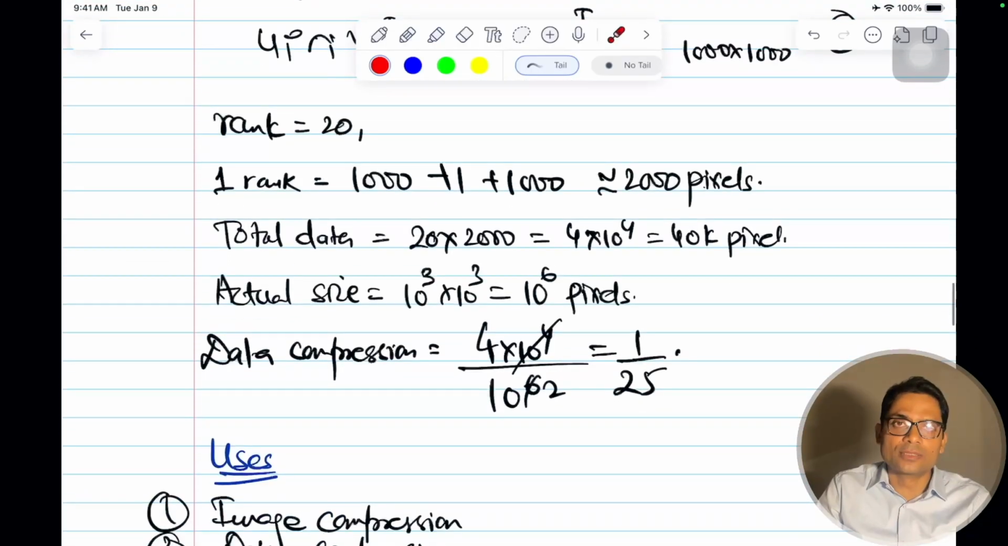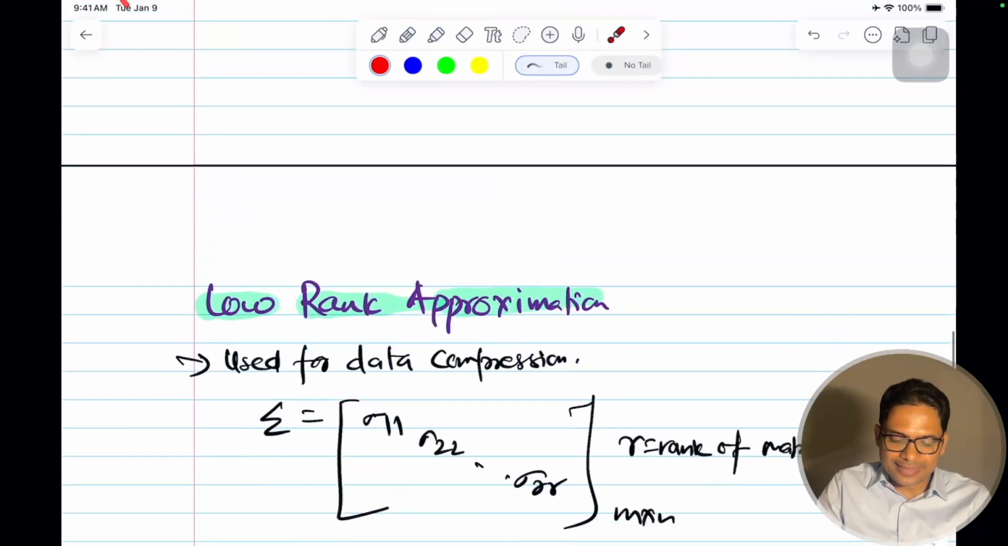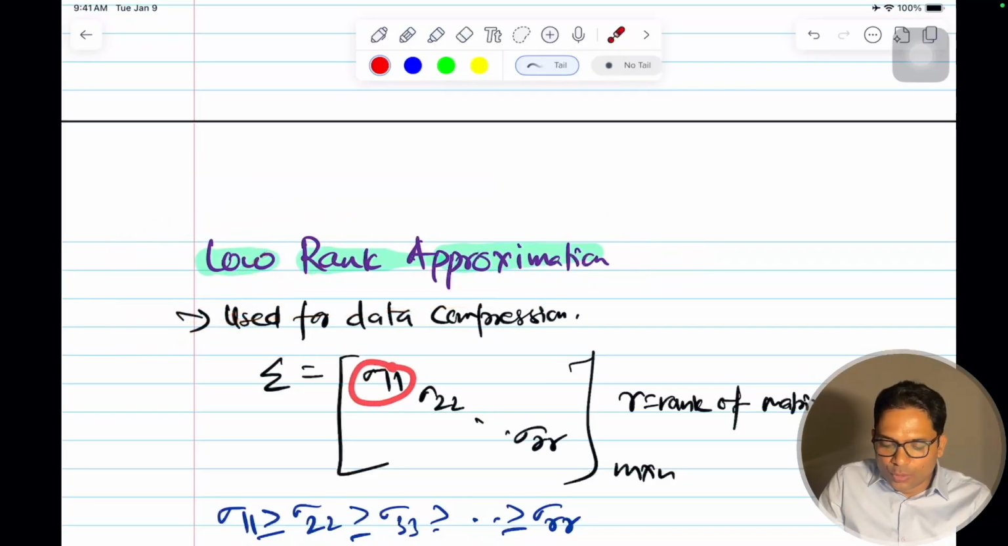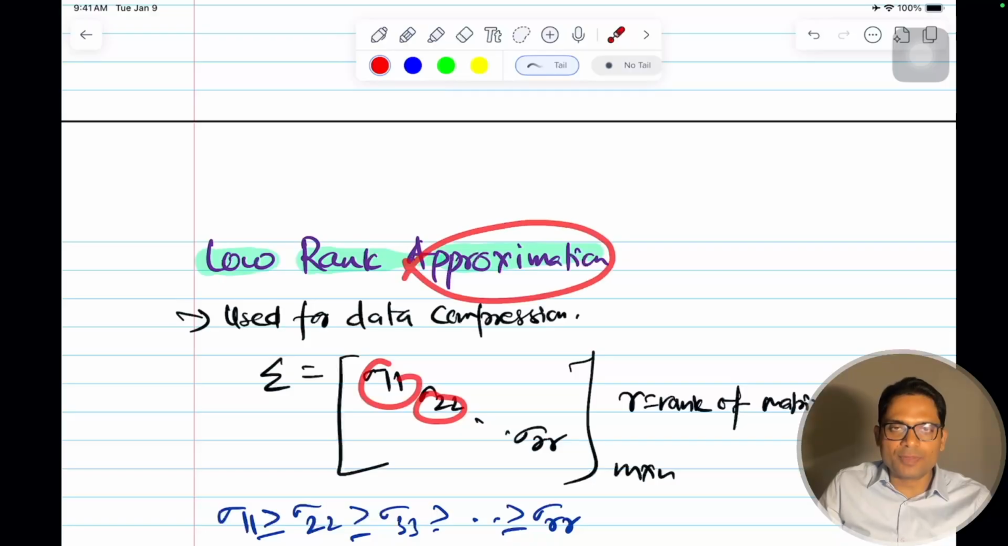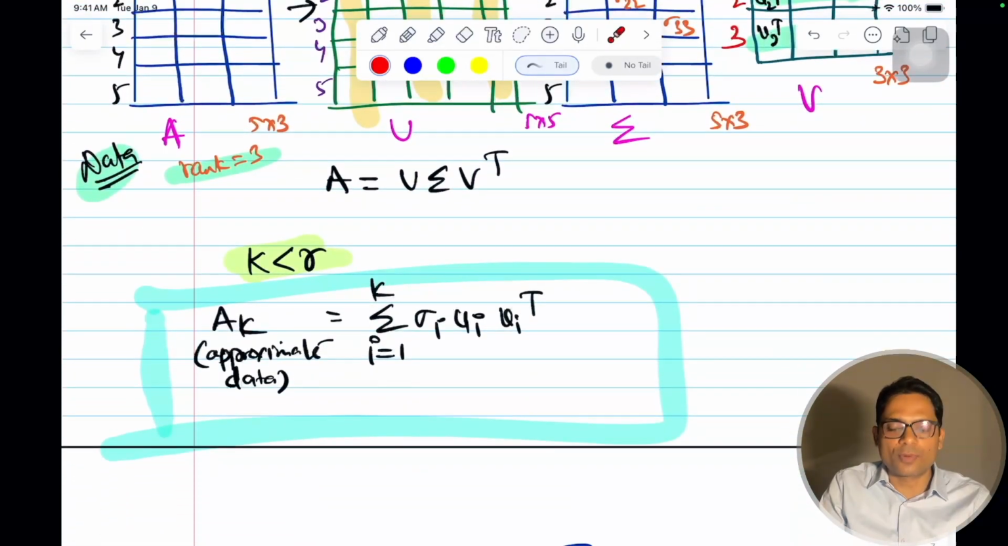That's the main use case of singular value decomposition. We can keep the top ranks, which have the most information, and use them. The uses are image compression, data compression, noise reduction, and recommender systems. Then we saw one of the applications, low rank approximation, where the top ranks of sigma are used as an approximation of the data matrix, and that gives you your low rank approximation.